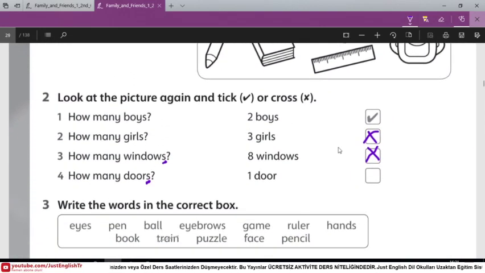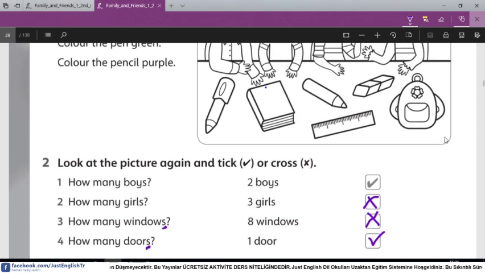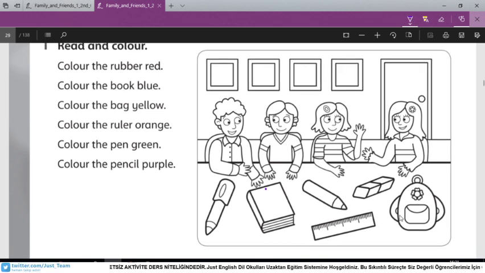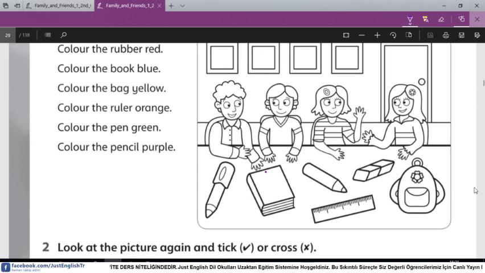We looked, and one door, so it's true. So we put a tick, because there is one door in the class. And what about these? Do you know them? What were their names? We practiced these already. This is the door. These are the windows. We have 4 windows, 1 door, 2 girls, 2 boys. But what about these?